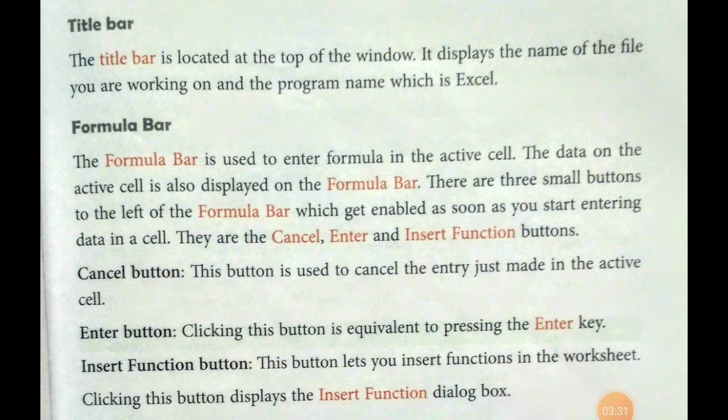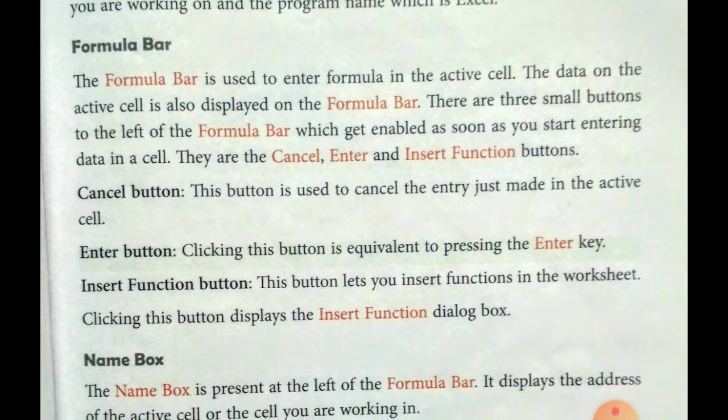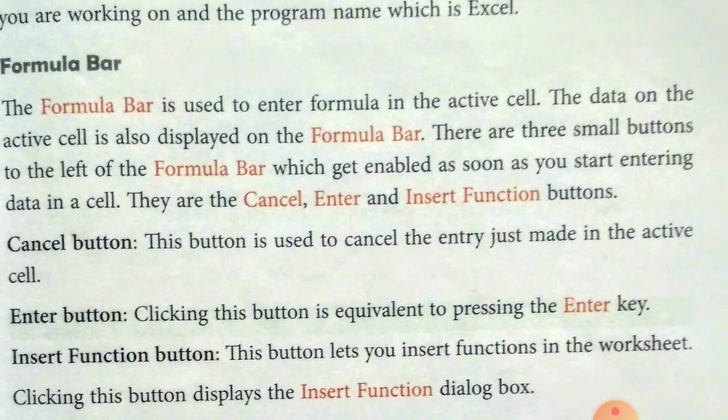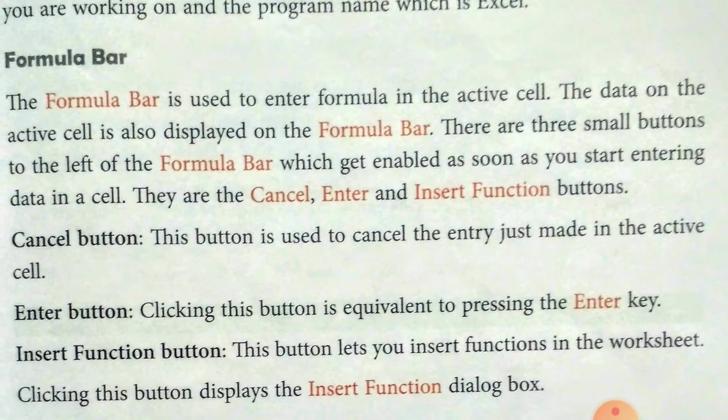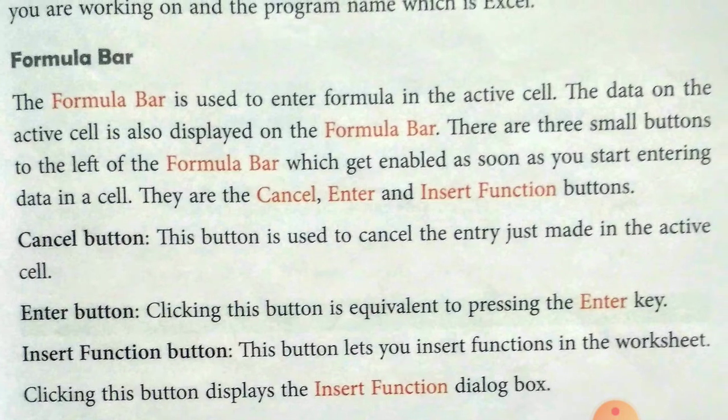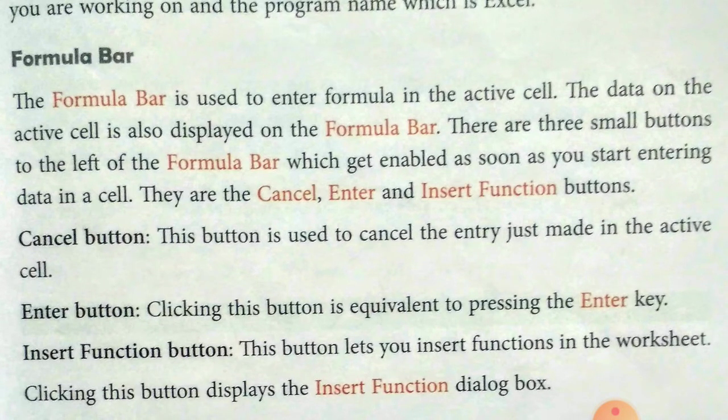Next is the formula bar. The formula bar is used to enter a formula in the active cell. The data in the active cell is also displayed on the formula bar. There are three small buttons to the left of the formula bar which get enabled as soon as you start entering data in a cell. They are the cancel, enter and insert function buttons.